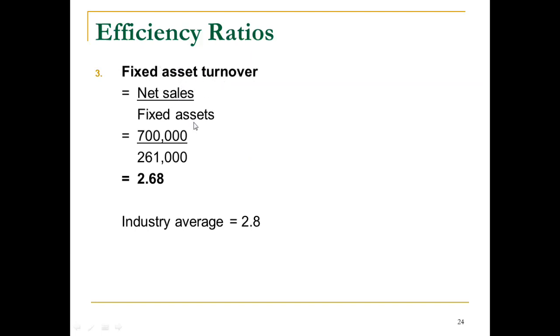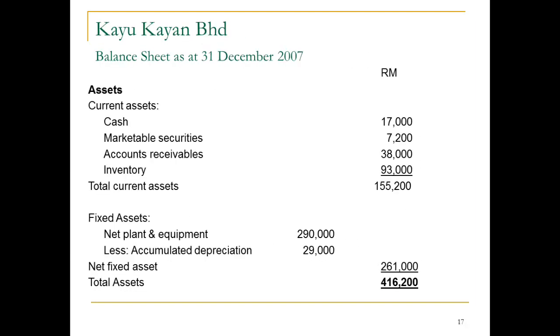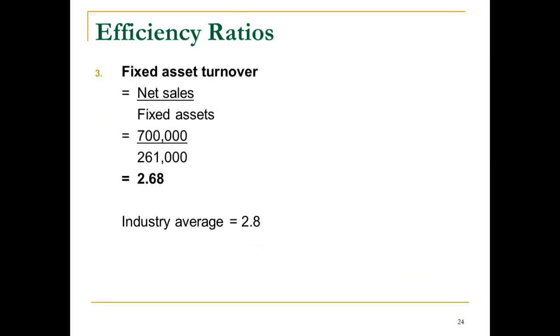So basically, the fixed asset turnover states how good or how efficient your fixed asset is at generating your sales. So the formula is you take the net sales, you divide by fixed asset. The net sales, as we refer to the income statement, is 700,000 ringgit. Then you look at your fixed asset. This can be retrieved from your balance sheet. So your balance sheet here, the fixed asset is 261,000. So the fixed asset turnover here is 2.68.